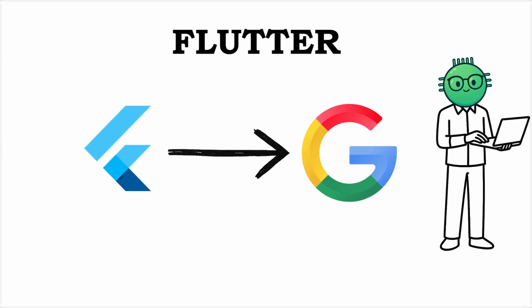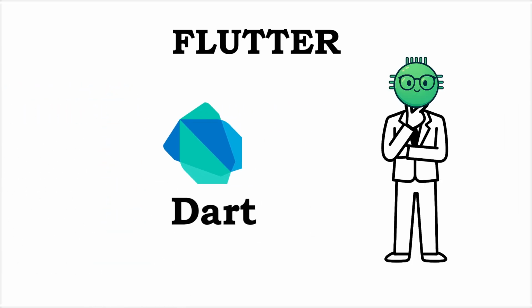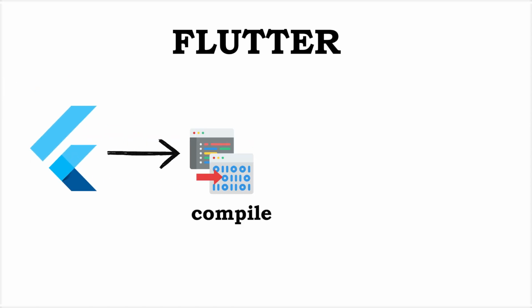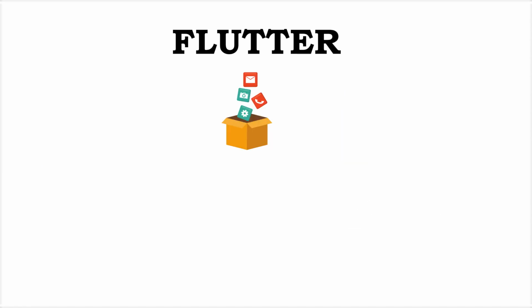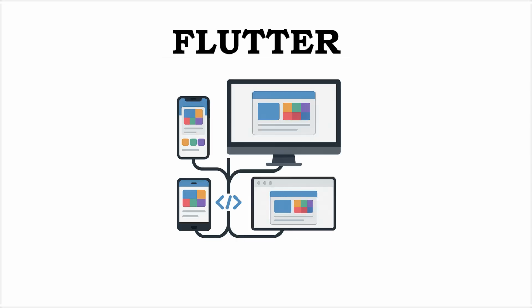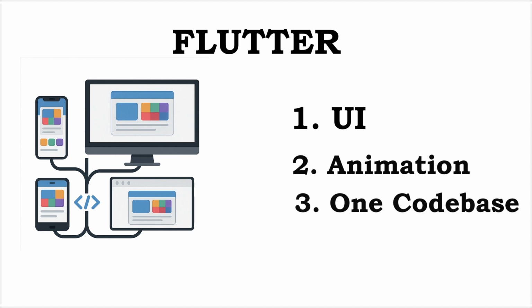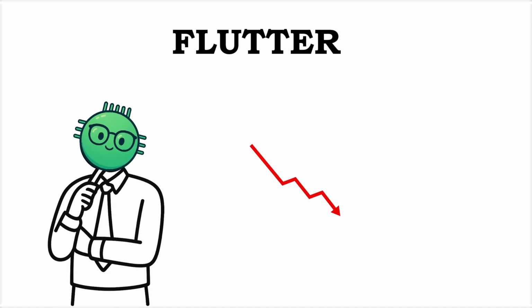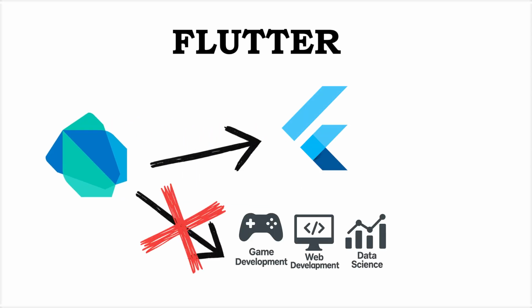Flutter. Flutter is Google's open-source framework released in 2017. It uses Dart, a programming language that most people didn't know existed until Flutter came around. Flutter compiles directly to native code and uses its own rendering engine, which means your app looks exactly the same on both iOS and Android. It's famous for beautiful UIs, smooth animations, and one codebase for everything, including web and desktop apps. But the downside? The app sizes are bulky, and Dart isn't widely used outside of Flutter.